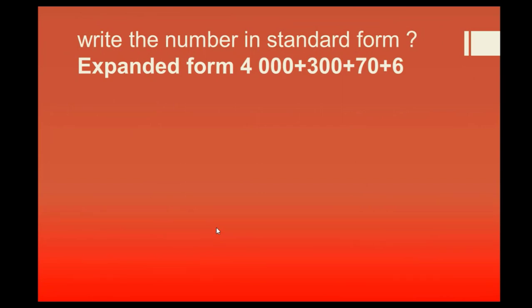Write the number for the expanded form. Now we have an expanded form. We will write its number. We will add all the place values, then we get the number back. We have 4,000 plus 300 plus 70 plus 6. Now by adding all these numbers, 0 plus 0 plus 0 plus 6, that is 6, 0 plus 0 plus 7, that is 7, 0 plus 3, that is 3, and then 4. So we have the number 4,376. That is the number for the given expanded form.